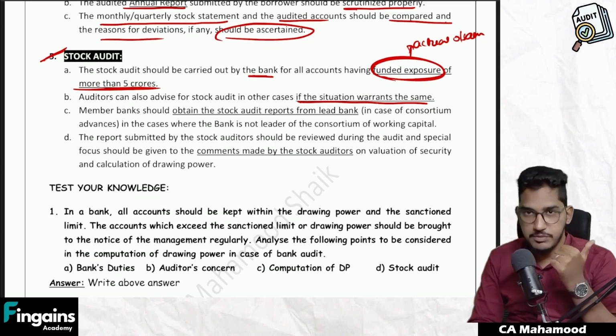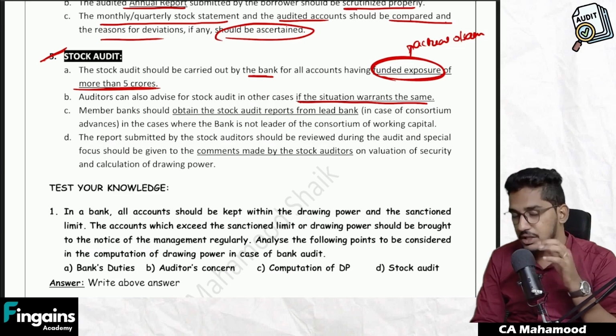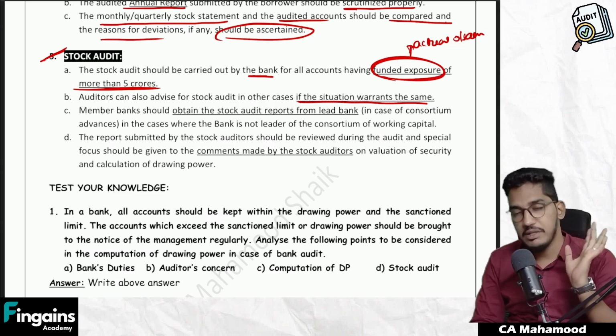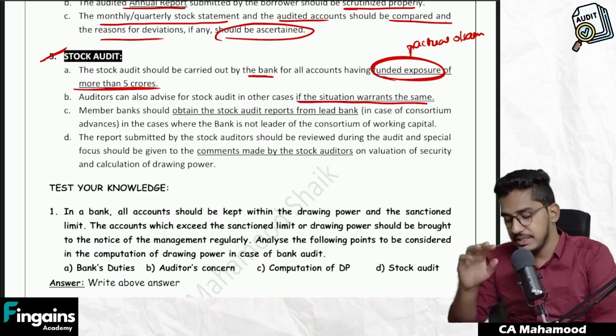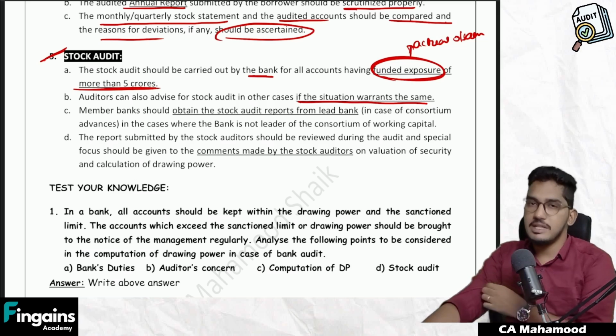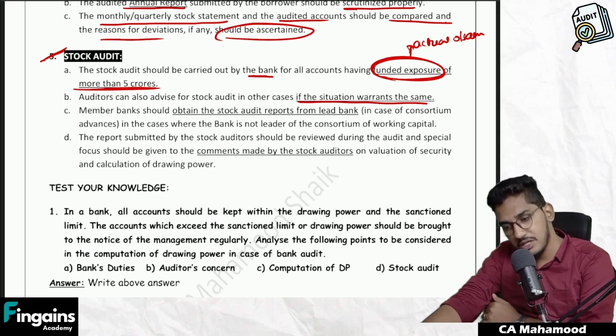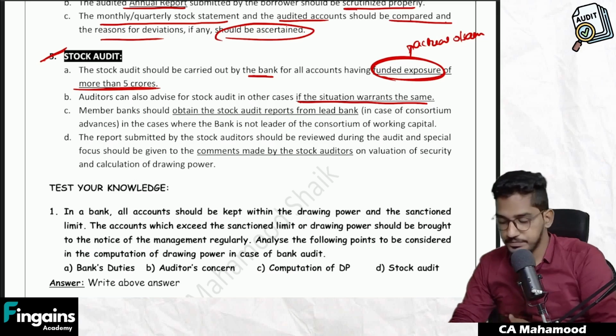So if funded exposure is more than 5 crores, whether the auditor says it or not, the banker will compulsorily do the stock audit. But in other cases, if the auditor feels it necessary, he will ask the bank to go and do the stock audit even if the funded exposure is less than 5 crores.